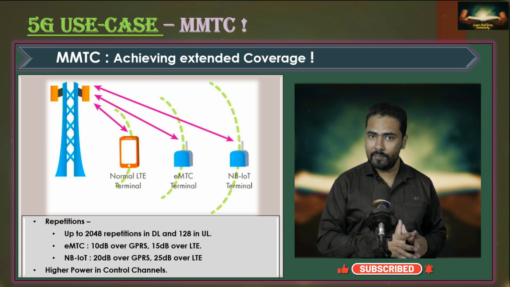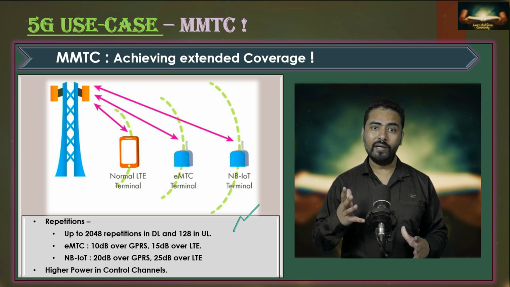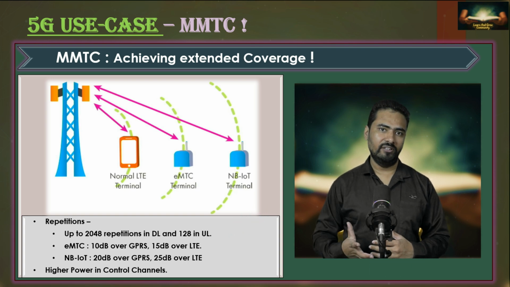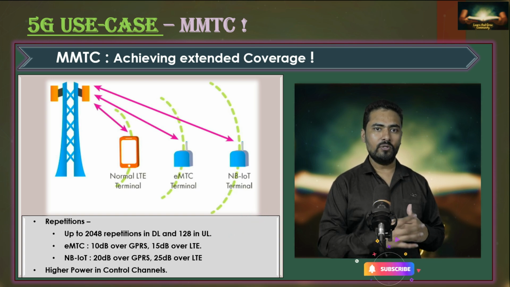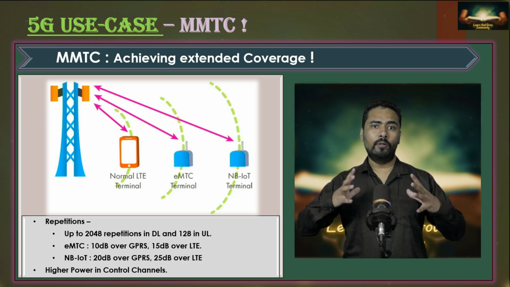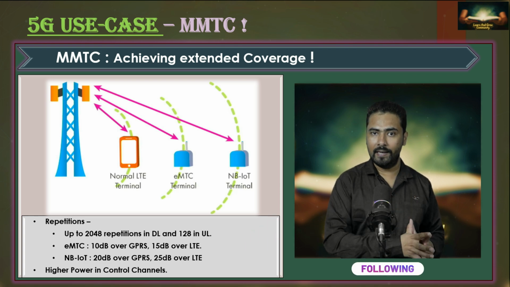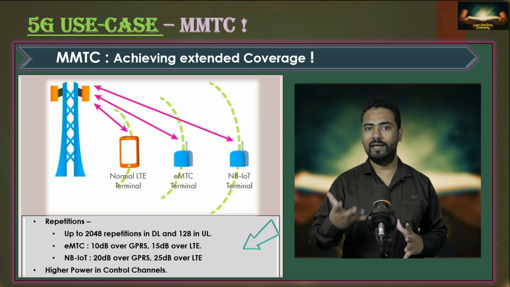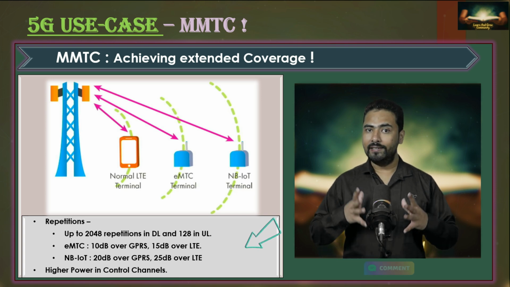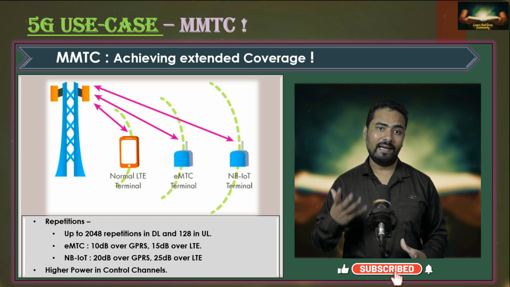Narrowband IoT and eMTC can use up to 2048 repetitions in downlink and 128 repetitions in uplink data channels. The number of repetitions is determined by the device coverage. If it is in bad coverage, then the transmissions will be more. If it is in good radio condition, then the transmissions will be fewer. Because of these repetitions, eMTC can achieve up to 10 dB better coverage than GPRS and 15 dB better coverage over LTE, while narrowband IoT can have up to 20 dB better coverage than GPRS and 25 dB better coverage over LTE.